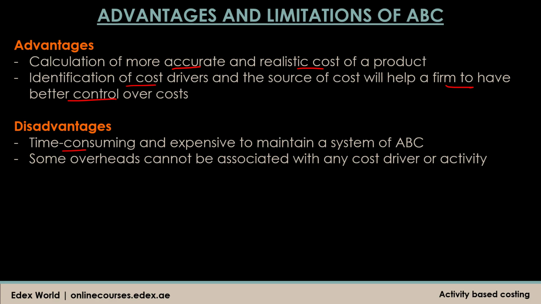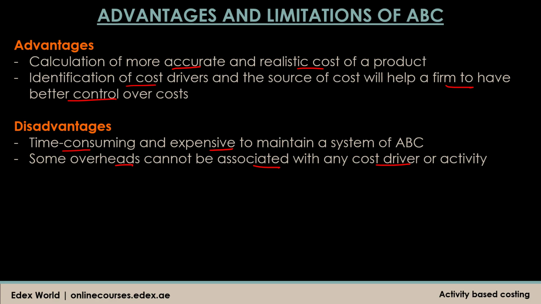Coming to disadvantages, it is more time consuming, because of the identification of cost drivers, then calculation of cost pools, then cost driver rate, you will need to have detailed records to make sure that the calculations are correct. And even to do the calculations, you may have to have separate staff, a separate system of ABC. So it's time consuming and expensive. And some overheads cannot be associated with any particular cost driver or activity. So such overheads may be difficult to apportion over the products using ABC, and the traditional approach may be required for such cost.